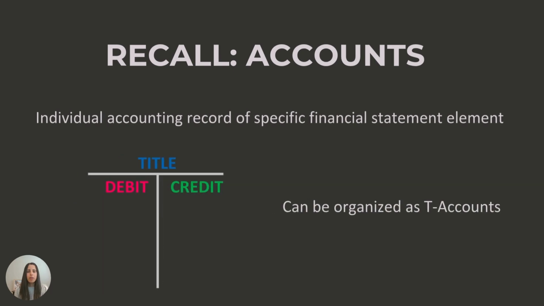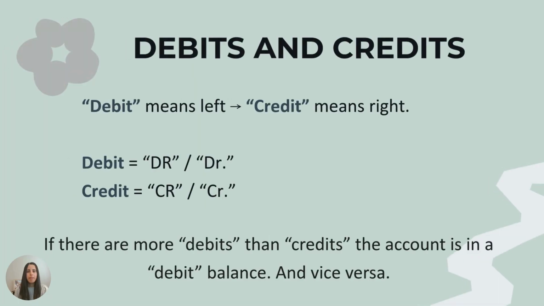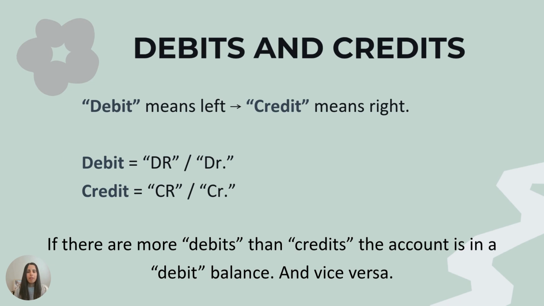So recall accounts. Accounts are an individual accounting record of a specific financial statement element. It can be organized as a T. So you'll see when you look at the T, we'll have a title, and then we have two columns. One is labeled debit and one is labeled credit. Now, debit means left, credit means right. We can also abbreviate the words. So debit can be abbreviated as DR, uppercase, and dr, lowercase. Credit can be abbreviated as CR, uppercase, and cr, lowercase.